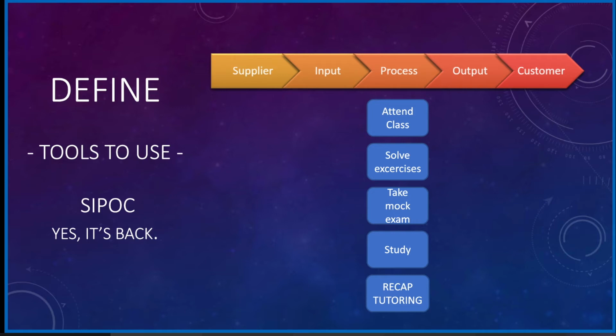So let's consider one of those specific processes. Let's say attend class. Let's see, what kind of input do we require to be able to attend class? What do you think?